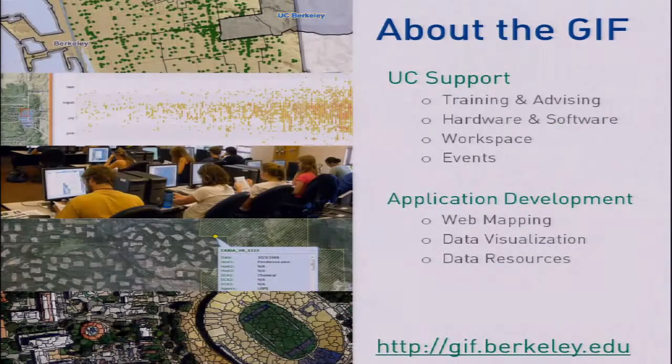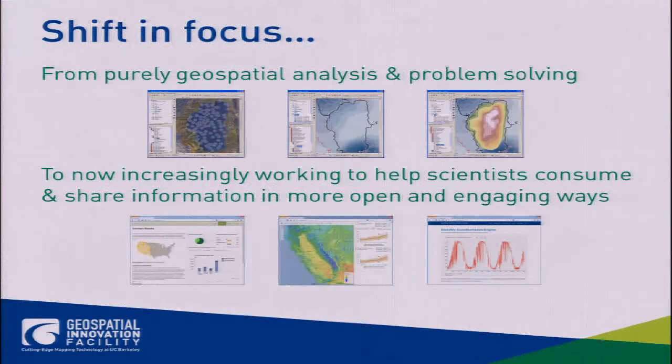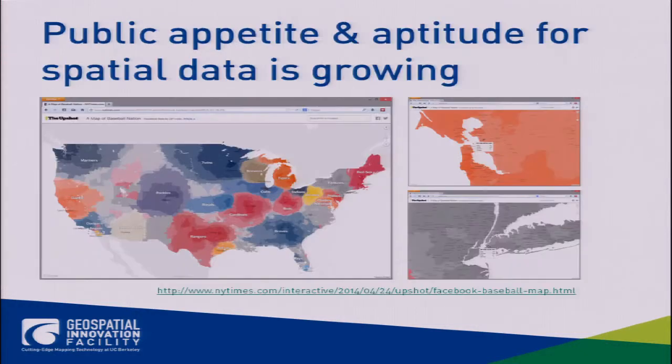So a little bit about the GIF. We're a UC center supporting geospatial research and activity, but we also have an applications development team where we're producing a lot of web mapping and data visualization resources. So there's been a bit of a shift in focus as a geospatial lab over the last few years from being purely driven by analysis and problem solving to really now shifting to increasingly working to help scientists consume and share information in more open and engaging ways.